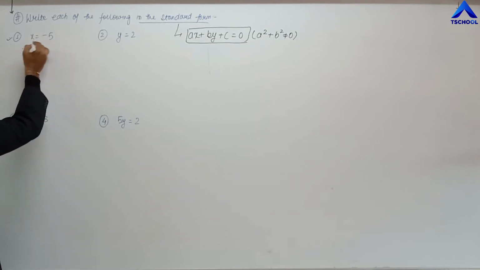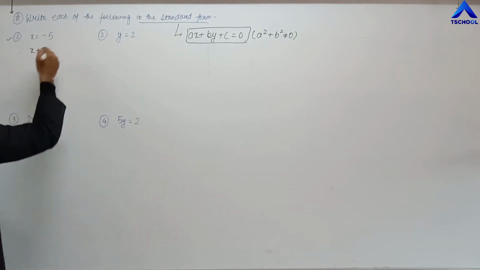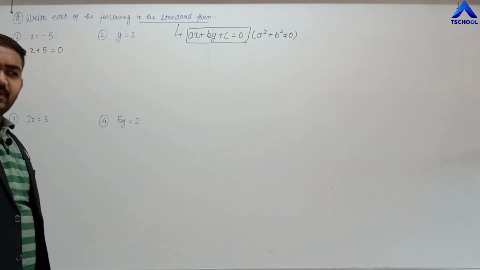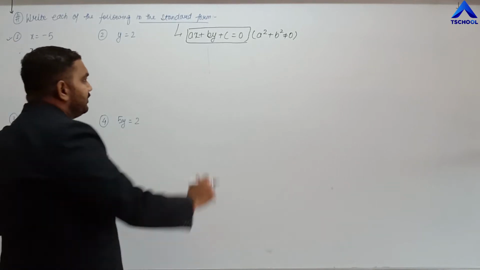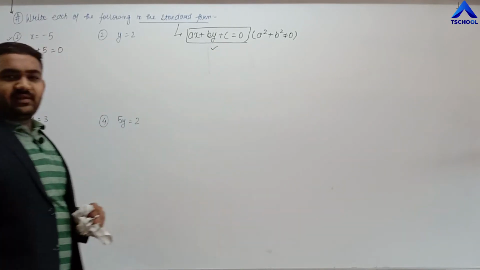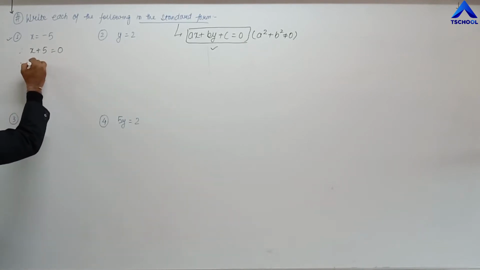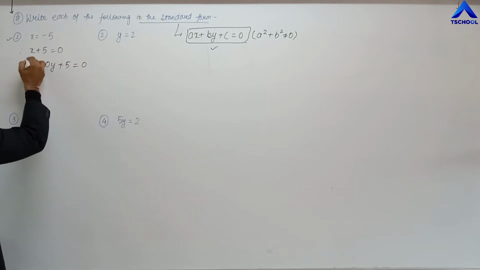First of all, I shall write down x plus 5 equal to 0, because on the right side I am having minus 5. This minus 5 when it goes to the left side will become plus 5. Yes. So x plus 5 is equal to 0, and then I shall write down the variable that is missing with its coefficient 0. Therefore, x plus 0y plus 5 is equal to 0.